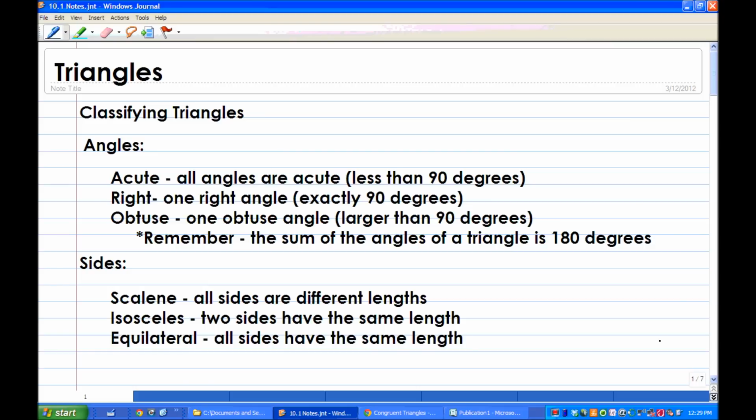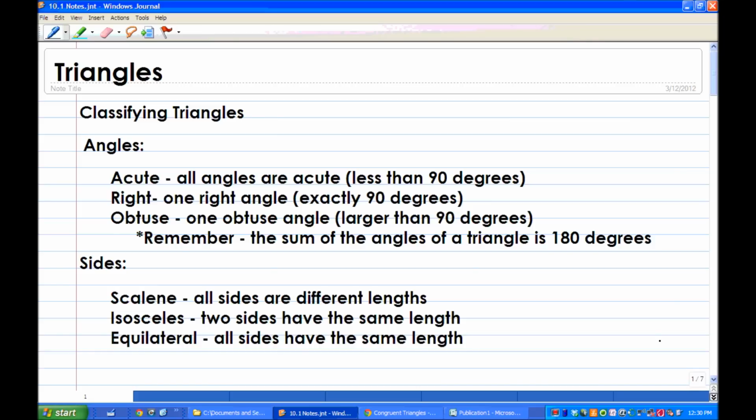The first thing we're going to talk about is classifying triangles. When you classify a triangle, you can do it by its angles or by its sides. If you were classifying it by its angles, you could say it's acute, which means that all of the angles are acute, less than 90 degrees. Right means that it has exactly one right angle, or exactly 90 degrees for one of them.